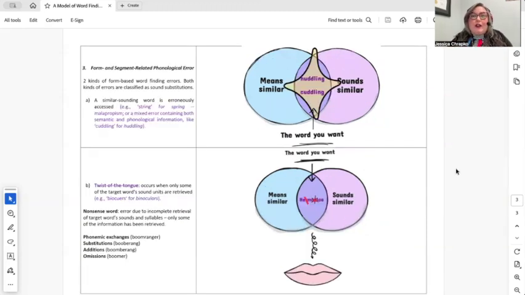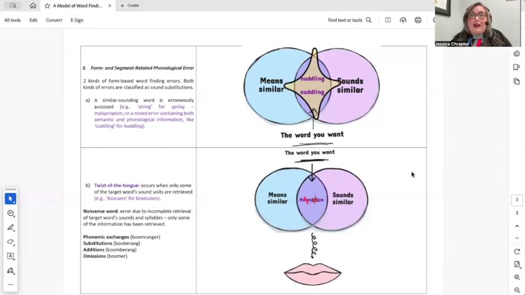The third kind of word finding error, the fancy name, is form and segment related phonological error. And this happens when words that mean similar and sound similar both fall in the middle of the Venn diagram. Huddling and cuddling both involve people touching in some capacity or being close. They sound similar, but they do mean different things.